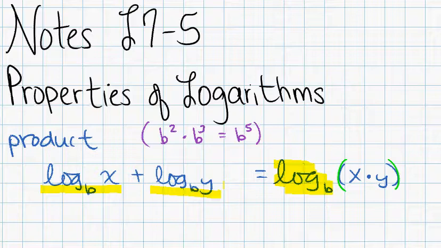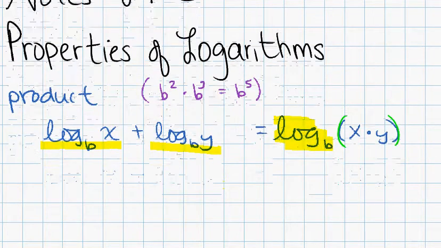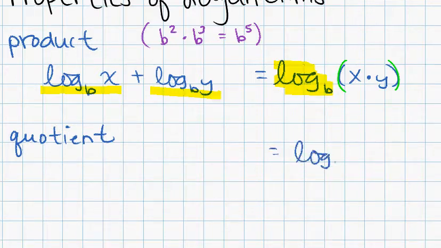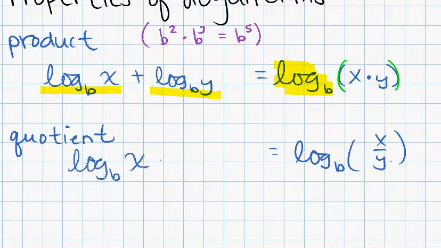So if multiplying becomes addition, then just like for the exponent properties, division is going to become subtraction. It's a b, not a 10. So log base b of x over y is the same thing as log base b of x minus log base b of y.